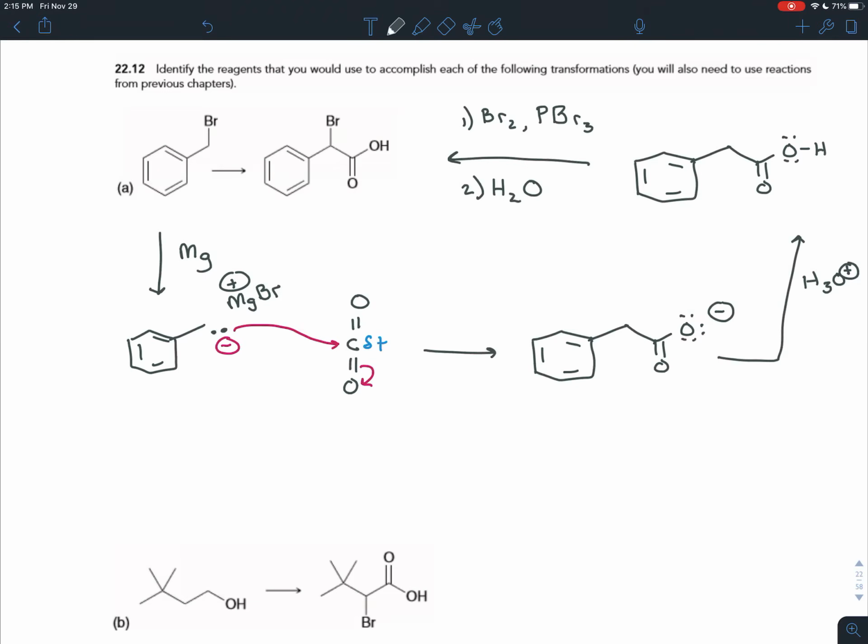So one possible scenario is this one right here. I'll write the steps down. First, solid magnesium. Second, carbon dioxide. Third, H3O+. And fourth, the Hell-Volhard-Zelinsky reaction, so Br2 with PBr3, followed by some H2O.